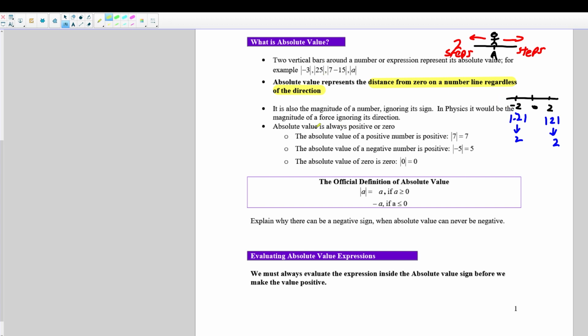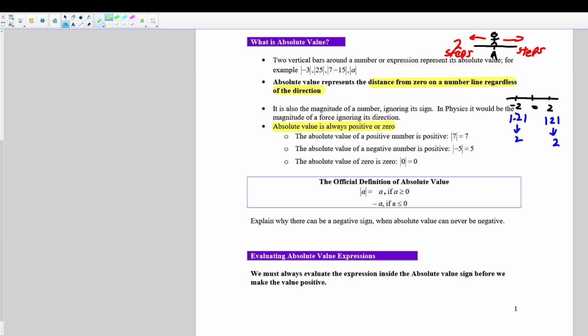One important thing to note is that your absolute value is always going to be positive or 0. So if we're looking at the absolute value of a positive number, it's just going to end up being positive. The absolute value of a negative number is also going to be positive, and the absolute value of 0 is just 0 because we're not moving anywhere. We're 0 units away from 0 here.